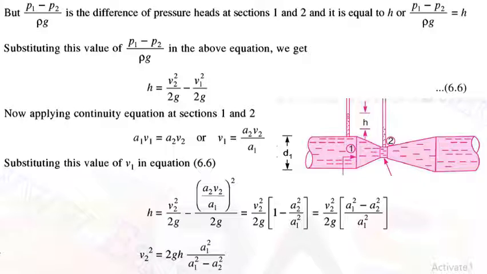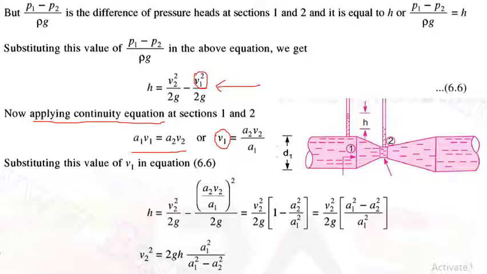Then apply the continuity equation that we know as A1 V1 is equal to A2 V2, where A1 and A2 are the areas of cross section and V1 and V2 are the velocities. So we find V1 is equal to A2 V2 by A1, and we substitute V1 in equation 6.6, that is this equation.